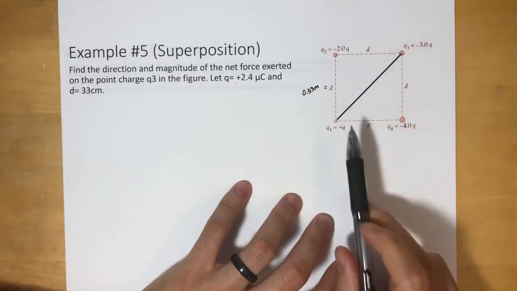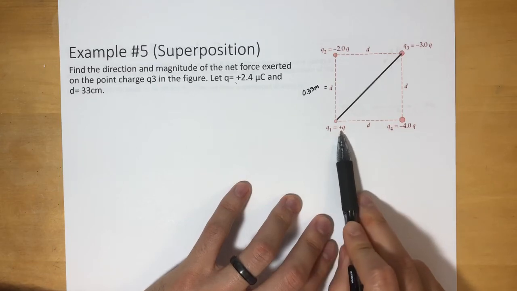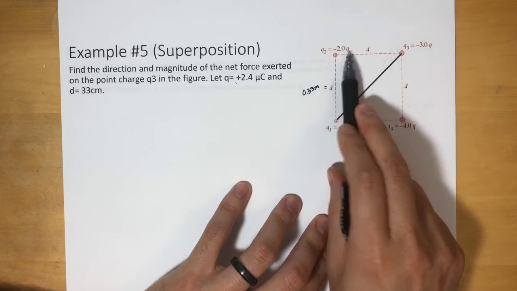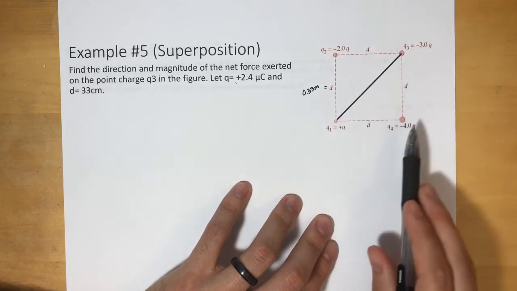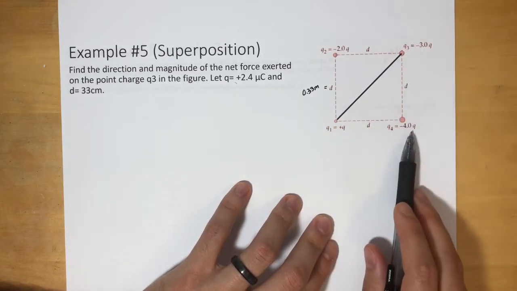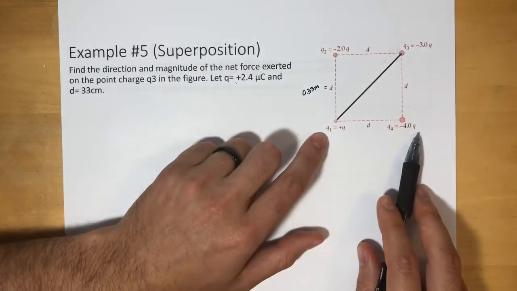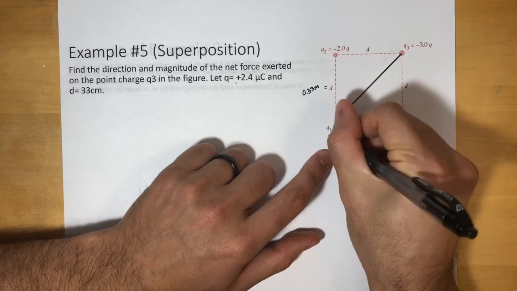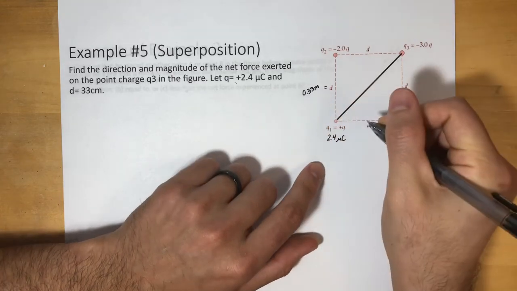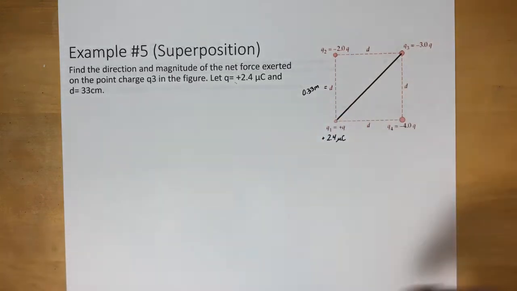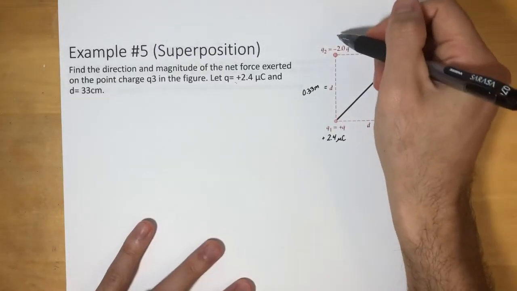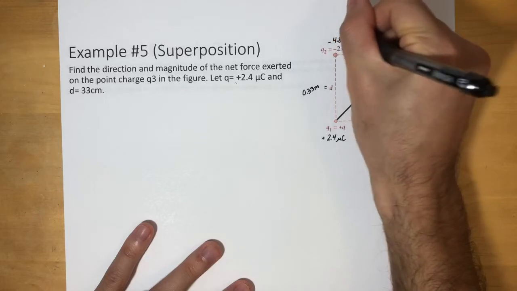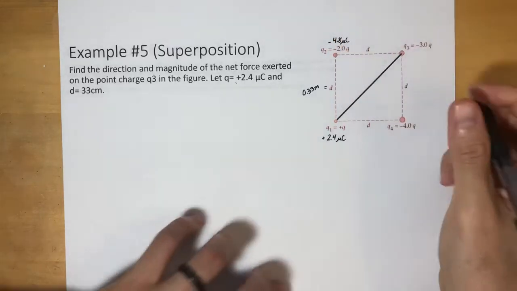Okay? And we see that this charge here is equal to positive Q, this one is equal to negative 2q, this one is equal to negative 3q, and this one is equal to negative 4q. So for this one, I'm going to say it's equal to 2.4 microcoulombs, positive, and I'm going to put a positive just to make everything simple. And this one is negative 2q, so it's going to be negative 4.8 microcoulombs.